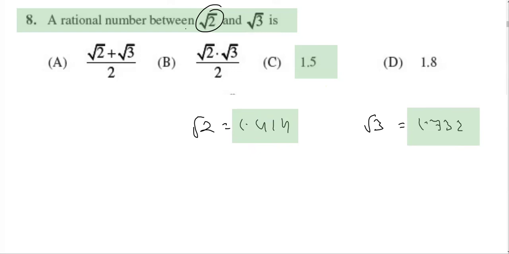1.732. Now let's see why I discarded option A here, because we cannot find an irrational number between two rational numbers by adding and dividing them, and so is the case for the product. That's not possible. 1.8 is discarded as the correct option because the value of this is more than 1.732. That means it is more than root 3. That's why 1.8 cannot lie between 1.414 and 1.732. So the correct option will be 1.5.